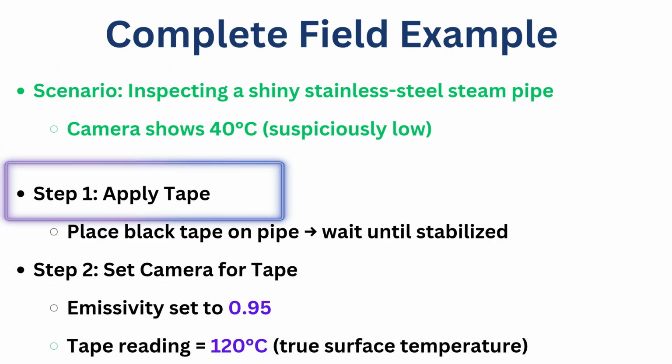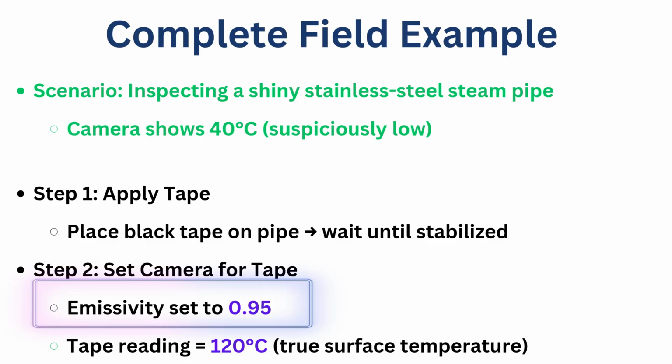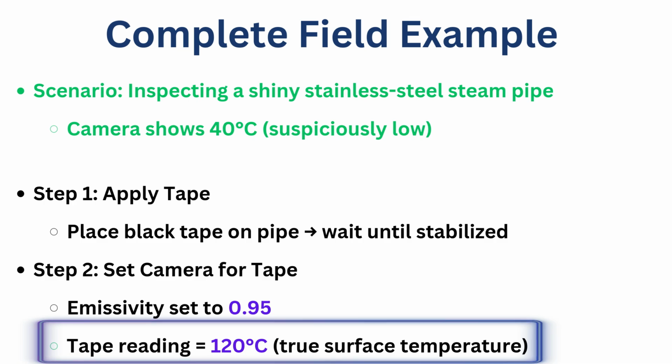So for my confirmation, I will apply one tape here. I will place a piece of black electrical tape on this pipe, and after a few minutes the tape reaches the same temperature as the pipe surface. Now I will set my camera with the emissivity of 0.95, which I already know is the emissivity of black tape. Then the tape reading will come out to be, let's say, 100 degrees or maybe 120, 130 or 150 degrees, whatever it is. That will be the true surface temperature of that pipe area, or that material, right?